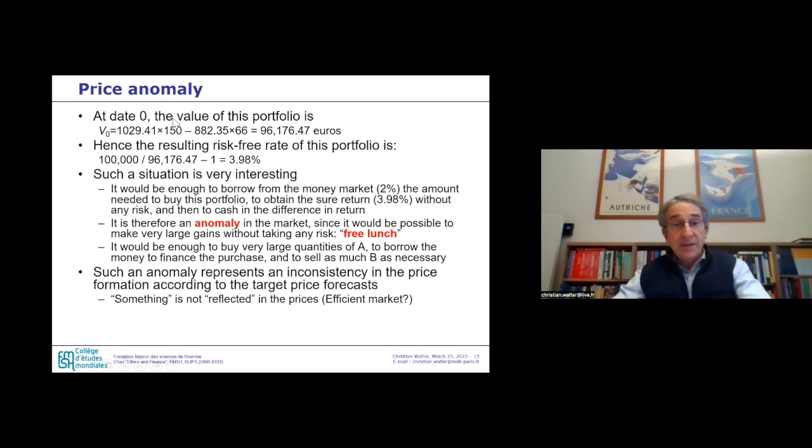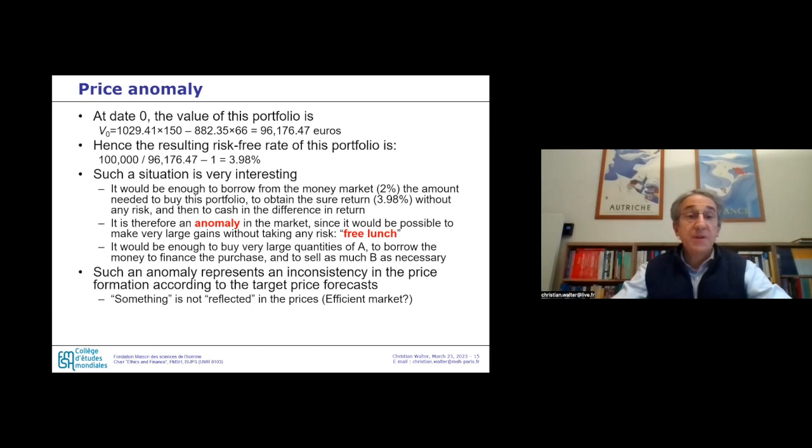That means that, this is a very interesting result, the resulting risk-free rate for this portfolio is just given by the division of 100,000 over 96,176.47 euro minus one. That means 3.98% is the risk-free rate of the portfolio. Recall that the money market is 2%. That means that you can find with an arbitrage a risk-free rate which is higher than the money market return.